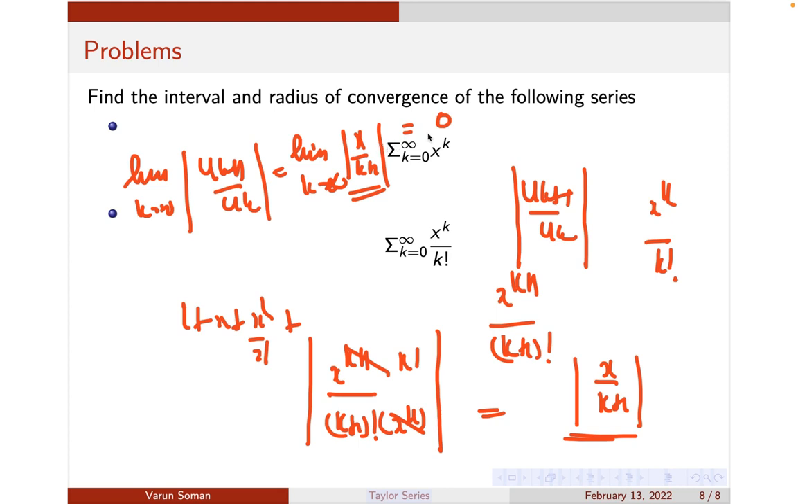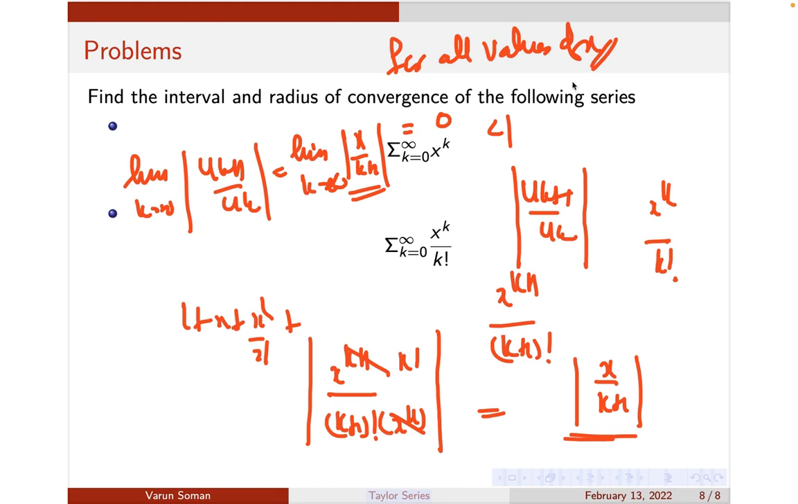So the overall limit value would be 0 only. Okay, so for each problem your x would be fixed once. For one series your x would be 1, for another series your x may be 100, but your x is fixed there. But your k is varying and your denominator k is going to infinity, therefore the limit value would be 0. That means this limit is less than 1, therefore it will converge for all values of x. So it will converge for all values of x.